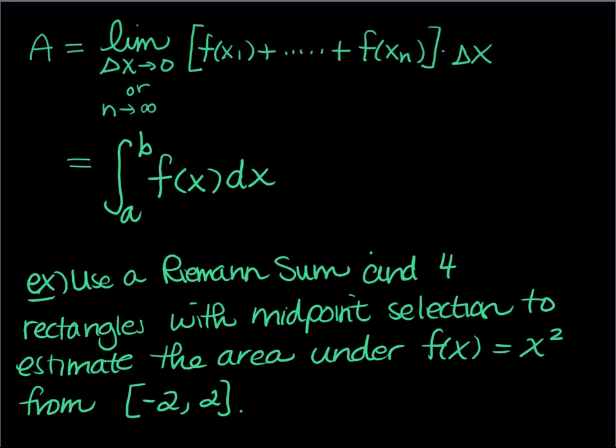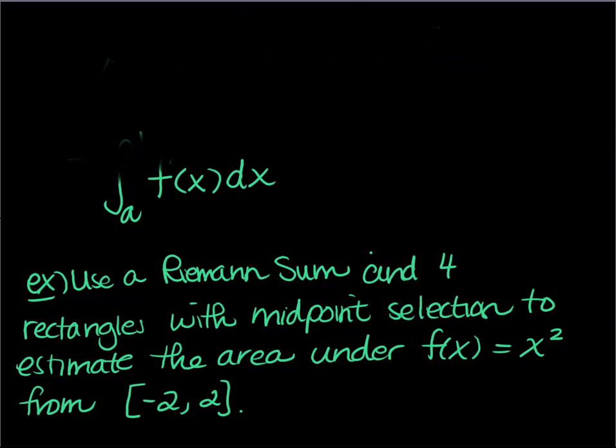Okay. I'm going to erase some of this right here, and I'm going to show you how to do one of these. All right, so here's what we're going to do. I want to use a Riemann sum and 4 rectangles with midpoint selection. What I mean by midpoint selection is that I want you to use the midpoints to determine the height of the rectangles.